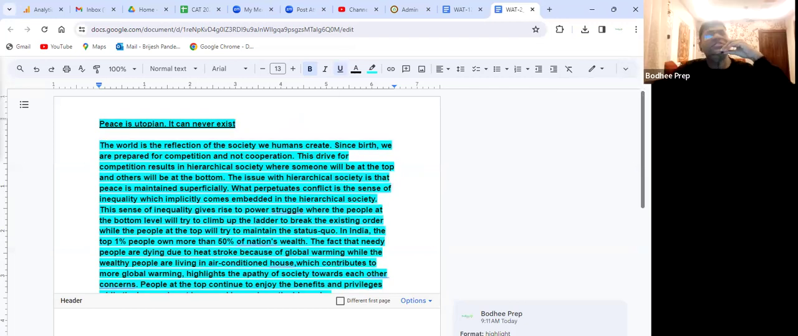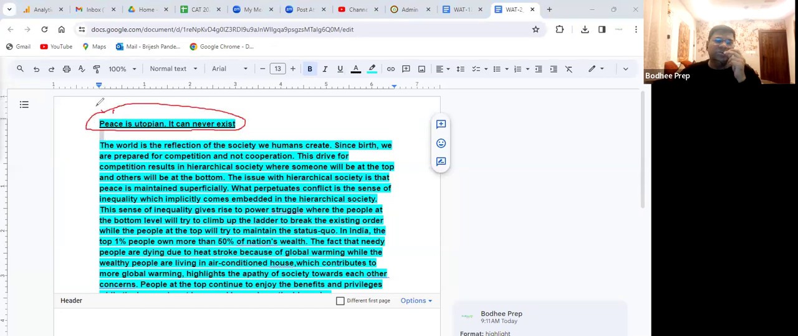The essay says, peace is utopian, it can never exist. This is the essay. So what is the first thing that you should do? If I were a writer, I would say peace is utopian, it can never exist. Now, you might ask me, so do I need to criticize this or do I need to support this? Usually, when this kind of essay comes, you have been given the liberty to either support it or criticize it, or you can do both things simultaneously. Giving one paragraph to support and the next paragraph to slightly criticize, not completely criticize, because that is not possible.